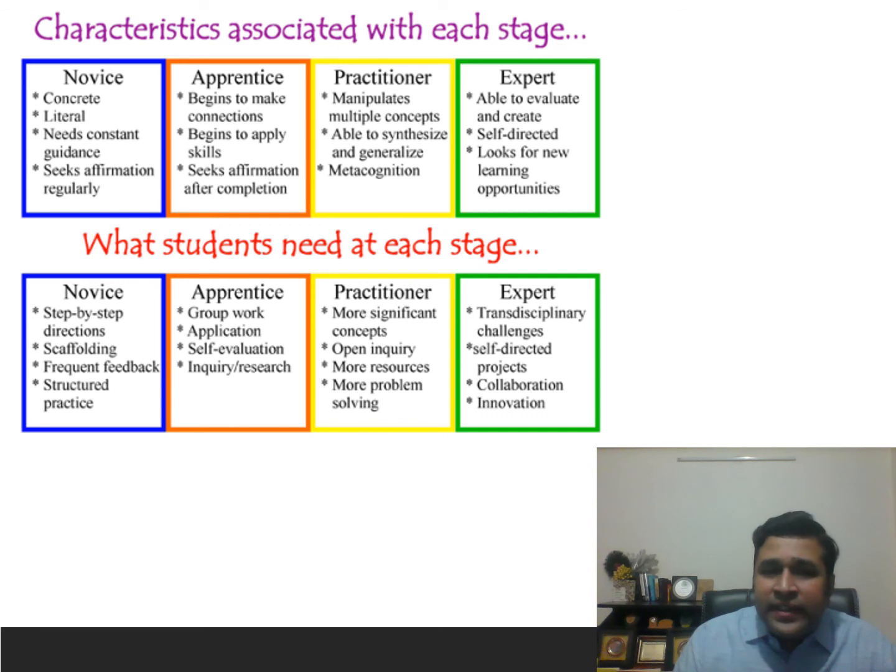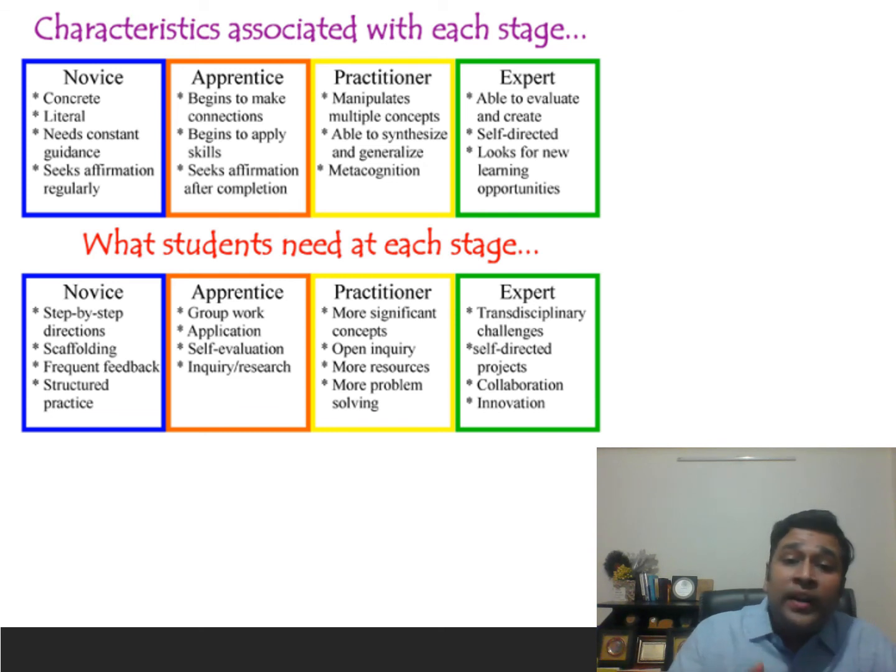At the practitioner stage, if you talk about it, more significant concepts need to be taught. Open inquiry is another thing that needs to be talked about. More resources need to be provided and more problem solving opportunities need to be provided, and real time problem solving, problems which are unsolved in the real time domain. So at the practitioner stage, those kind of issues need to be brought forth.